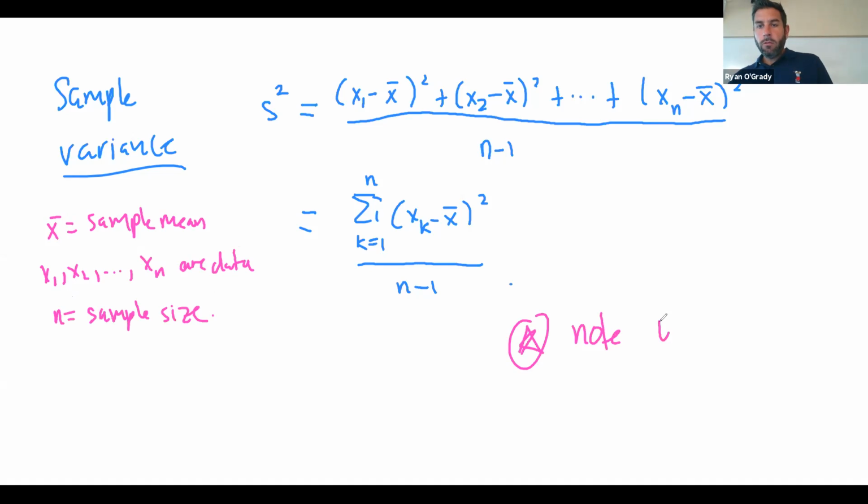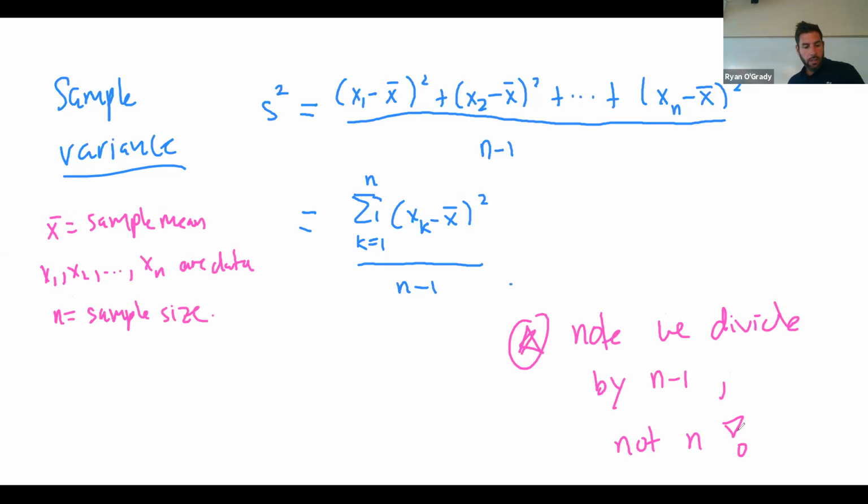So I can't emphasize this enough. Note, we divide by n minus 1, not n. And so that is a curious thing, and so this deserves a little explanation right now. So why would we divide by n minus 1 and not n? Well, what we need to do is go back to our original example from last week where I said we're going to determine average heights. Right?